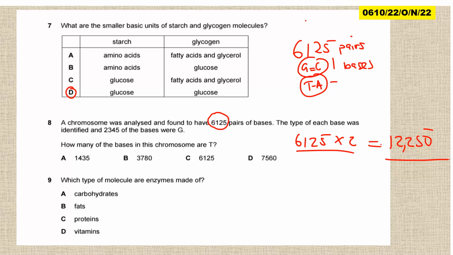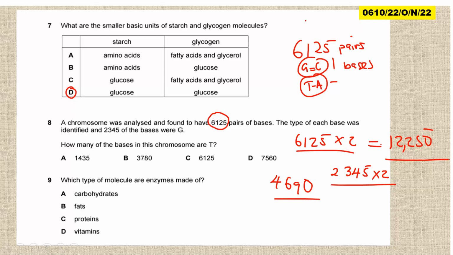Now we are told just for G, there were 2,345. Now, to multiply by 2, because these are equal or in equal proportion, if G were 2,345, which means also the corresponding C was this same number. So multiply this number, 2,345 multiplied by 2, is giving me, out of these 12,250, 4,600 were bases of C and G.